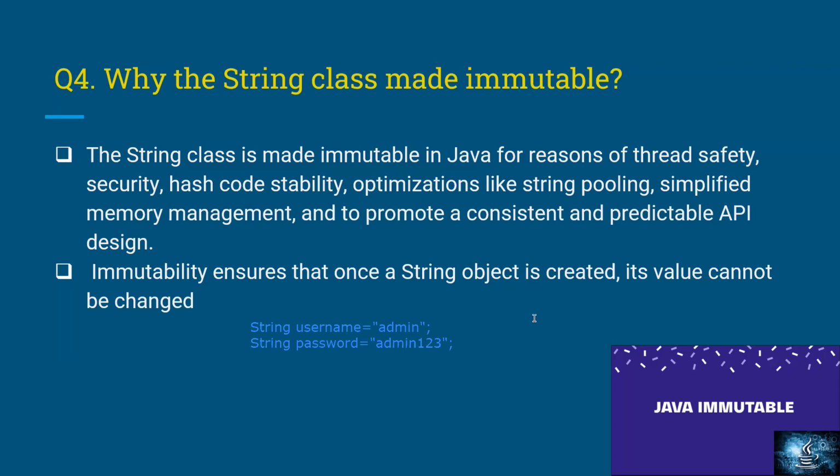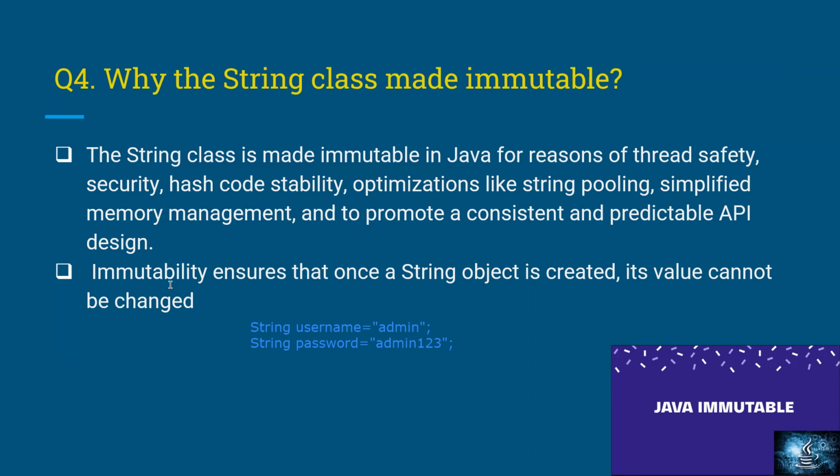Hash code stability. As I said, whenever we use the new keyword, it creates a separate memory allocation, and for each separate memory allocation it generates a hash code. So whenever an object is created, a separate hash code is generated, and that hash code is unique for every object. Next is optimization like the string pool. If you're working with a string literal, only one object will be created with the same content instead of creating a new object, because it points to the same reference. This simplifies memory management and promotes a consistent and predictable API design.